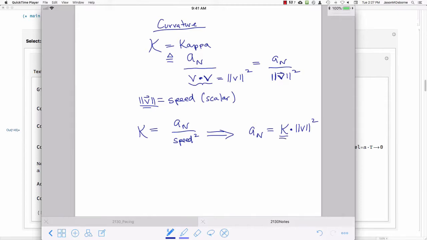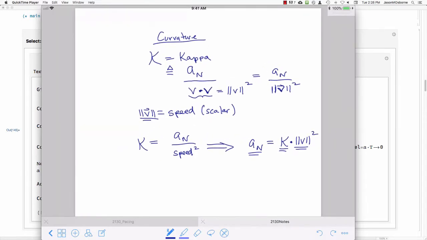So if you know a curve's curvature and its speed squared, you can get the normal component of acceleration. Or if you know a curve's normal component of acceleration and its speed squared, you can find the curvature. It's a tricky little formula, and it would take a bit of time to discuss. But what we can see here is that for the spiral, the normal component of acceleration was 2t, and the speed was equal to 1.